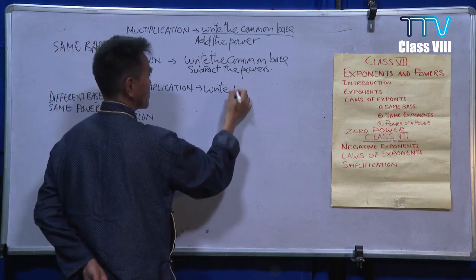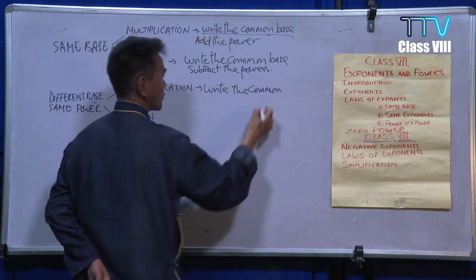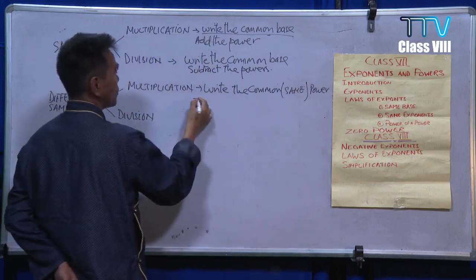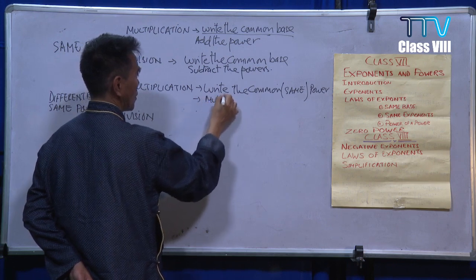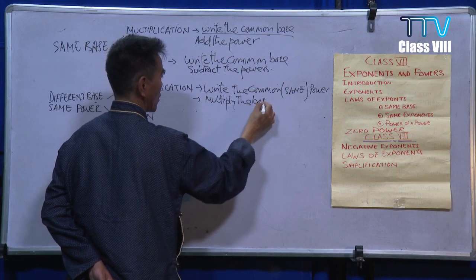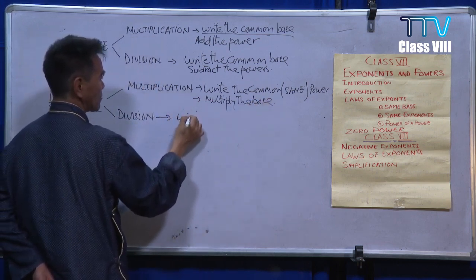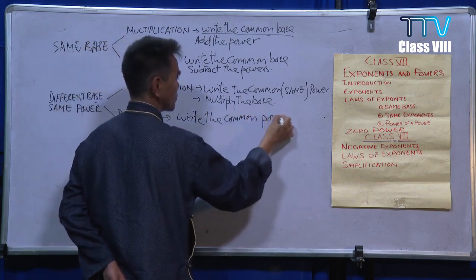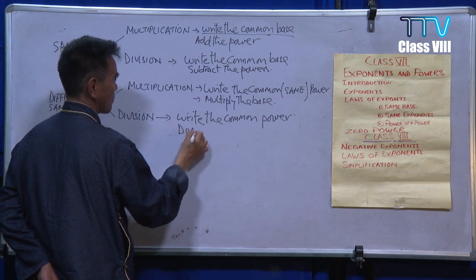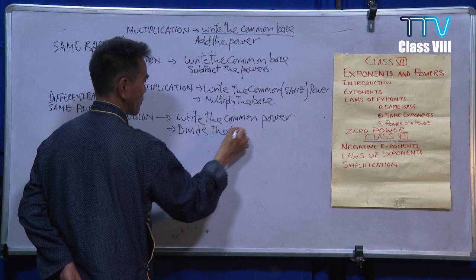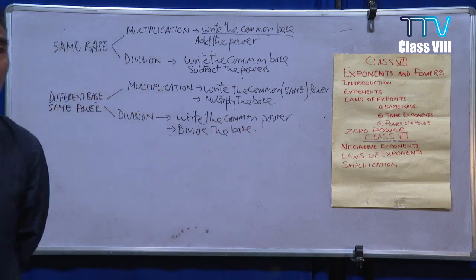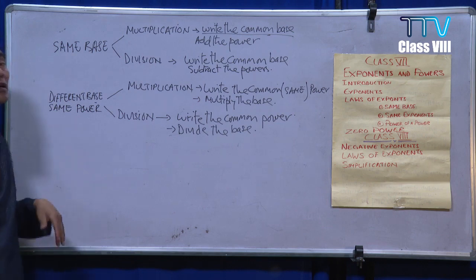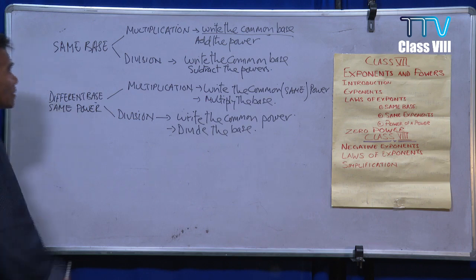Write the common power. Common means same power. For multiplication, multiply the base. For division, write the common power and divide the base. In the law of exponent, when the bases are different but the power is the same, this is the rule. Here is an example.